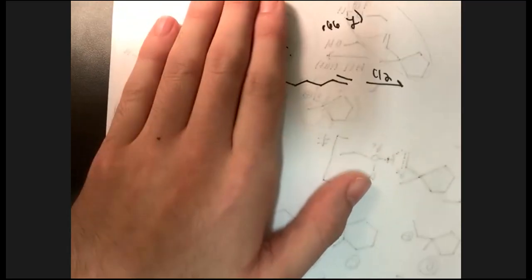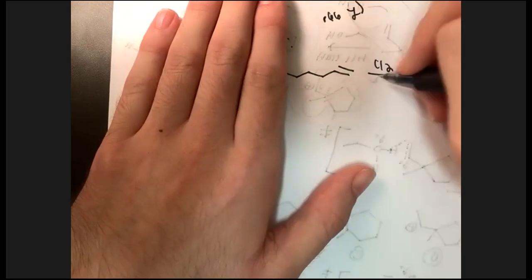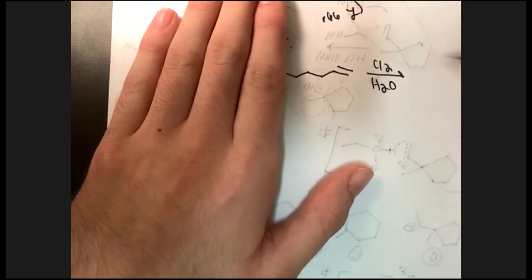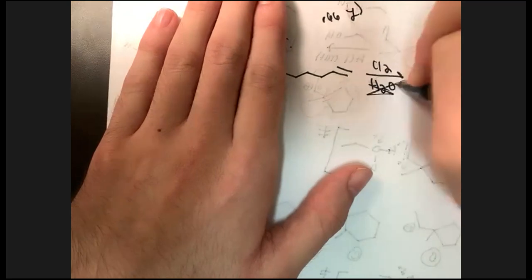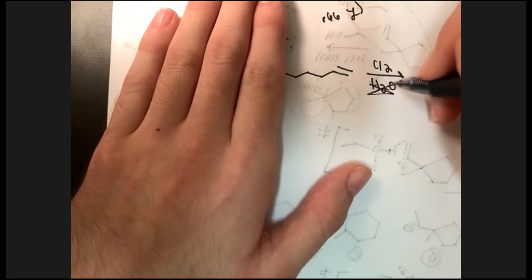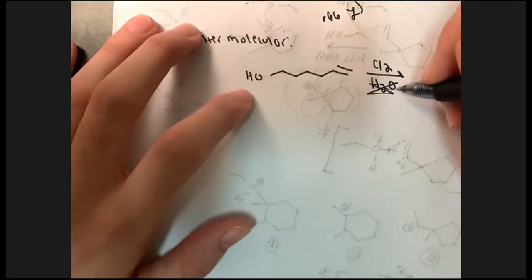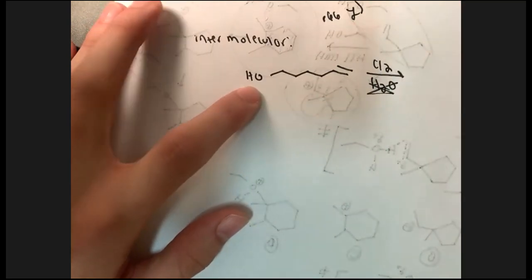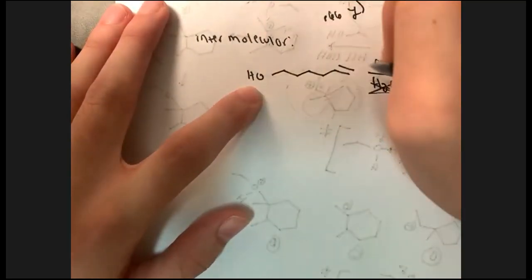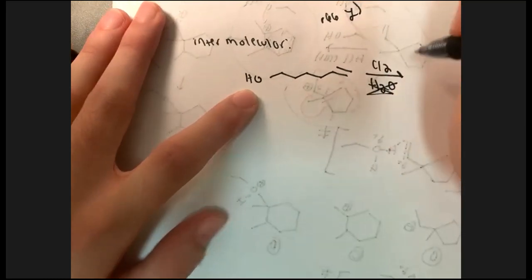So what we've seen up until this point is chlorine and maybe water, and then you know how to draw the halohydrin. But now in this situation, we already have the hydrate or the alcohol functional group here. So within the molecule, something else happens once you do this addition.